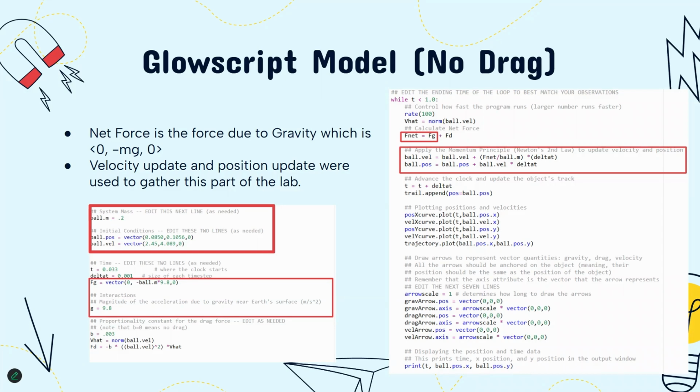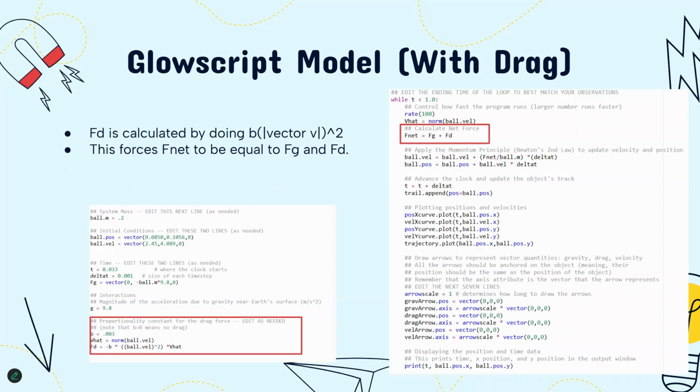And the velocity update and position update were used to gather this part of the lab as well. So I took Newton's second law and took the rearranged version of it and used the ball velocity and ball position to calculate how it moved. And then I calculated this part of the data, and the net force was calculated only using Fg. However, with drag, it was pretty much the same model as before. However, we had to use Fd.